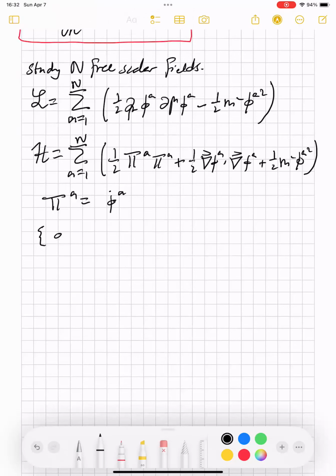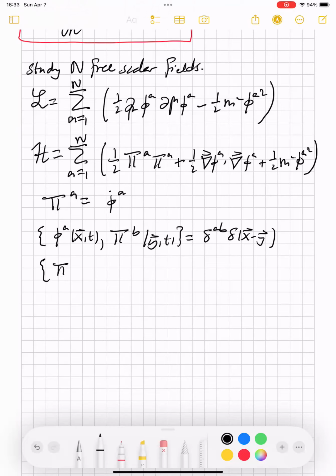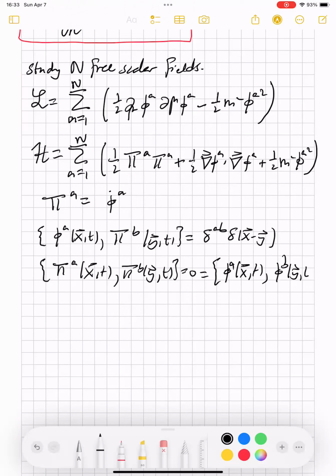And if you were to go ahead and calculate the Poisson brackets, the Poisson bracket you find would tell you that φ_A(x,t) and π_B(y,t) are equal to δ_AB δ(x minus y). And the remaining Poisson brackets, let's just write them down. So if we took π_A(x,t) and π_B(y,t), this would vanish, as would the Poisson bracket between φ_A(x,t) and φ_B(y,t). That Poisson bracket would also vanish.